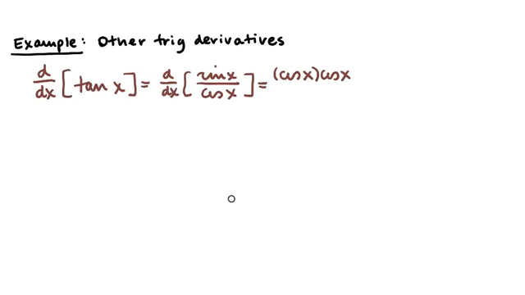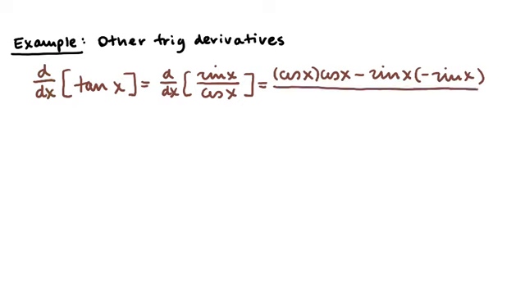I need to zoom out. Minus the top times the derivative of the bottom. Yes, definitely a negative sign. Thank you. Sorry, I was just getting ahead of myself. Divided by the bottom squared. So that's cosine squared x.